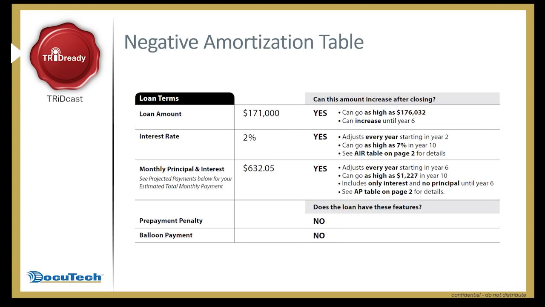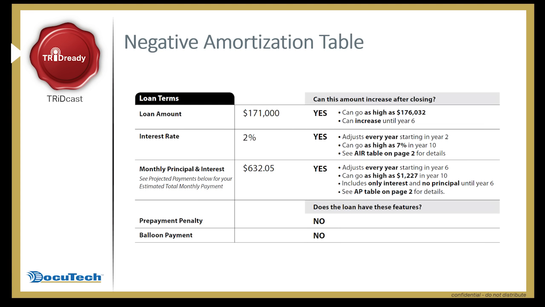So in this particular example, you can see the frequency here. It says that it's going to adjust every year starting in year 2, so the frequency and the first year that it can adjust. You also can see the disclosure of the maximum interest rate. It says that it can go as high as 7%, and it gives the year in which that maximum interest rate can occur, year 10. And then the next thing that you see is a reference to the adjustable interest rate table that will be on page 2 of the loan estimate, and that will give the borrower more details about the terms of the adjustable interest rate for this loan.